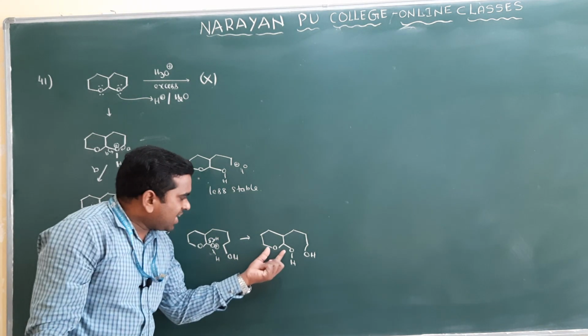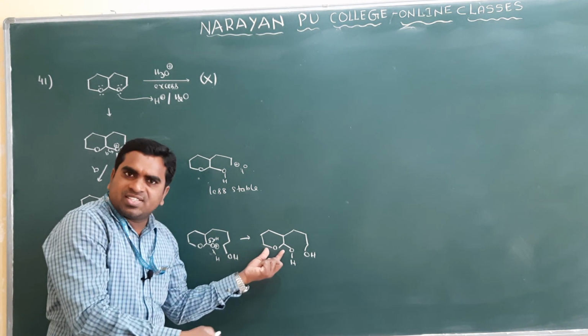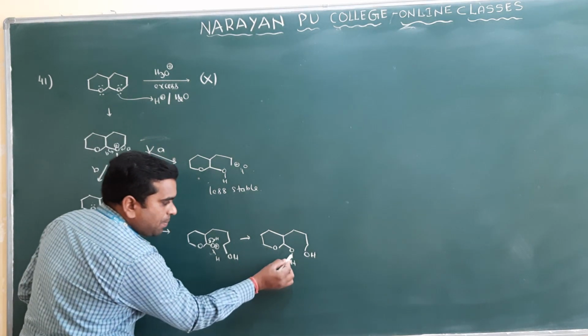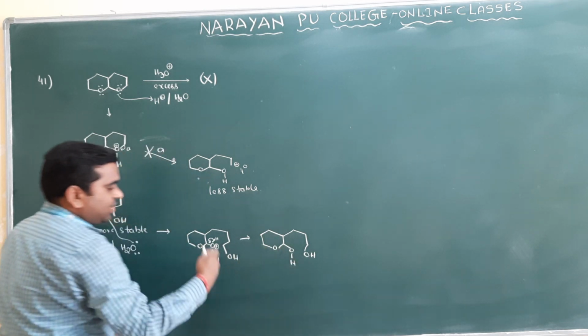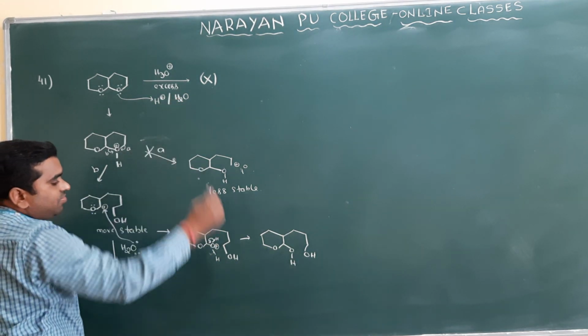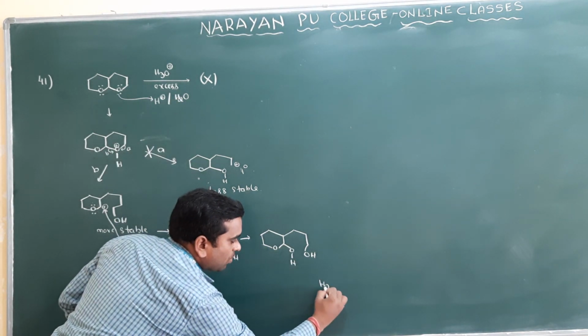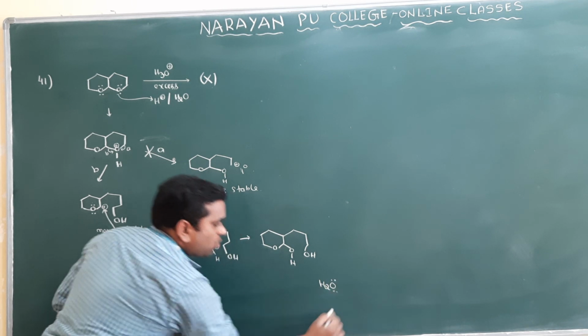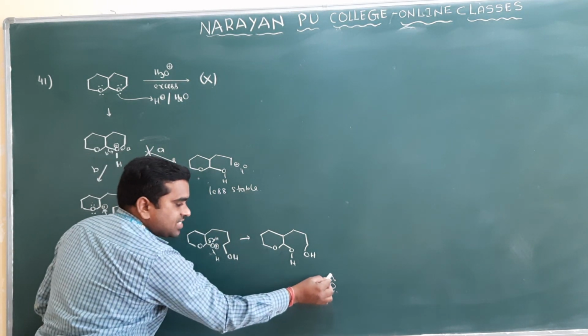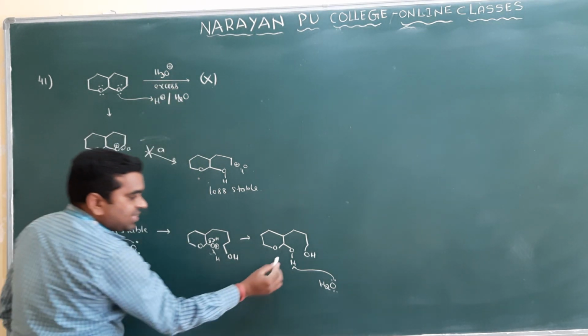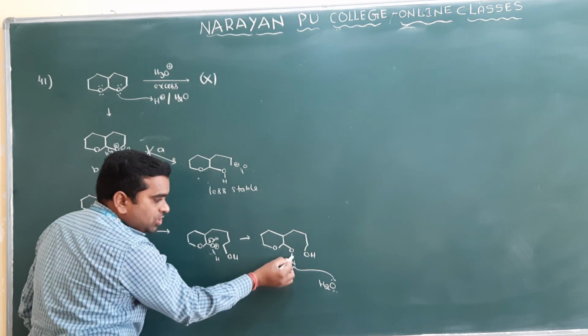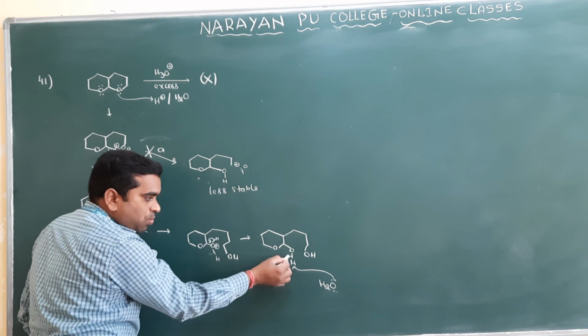Clear? Now it is like an ether. Ether means cleavage takes place easily. Now you know what happened here: we have added an excess amount of water here. Excess water means it will take the H+ ions here and convert into H3O+.